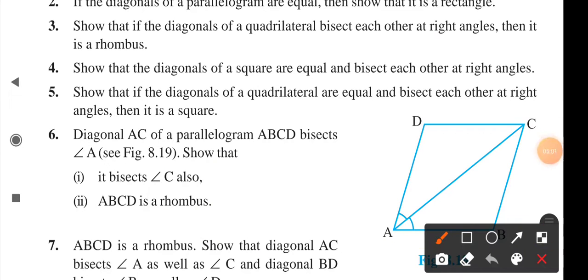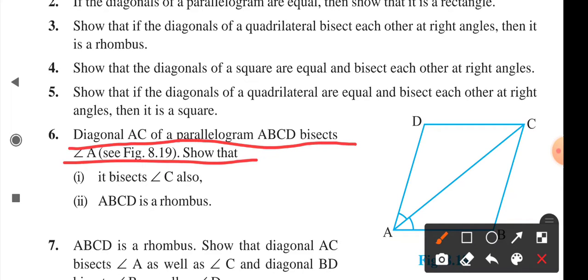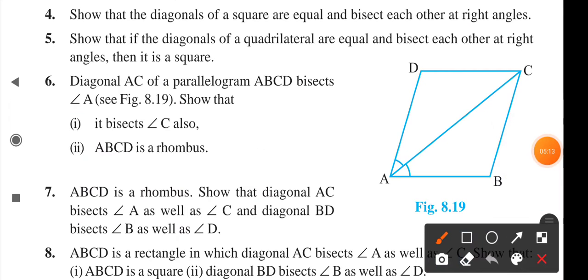Now you can see question number 6. The diagonal AC of a parallelogram ABCD bisects angle A. We have to prove that it bisects angle C also, and that ABCD is a rhombus. For that, you can see that AC bisects angle A.